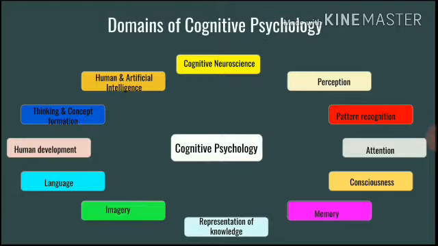Then we have imagery, and with imagery we're basically looking at our ability, again in reference to Tolman's cognitive map experiment, to create a mental image of information to help us store it more appropriately and then accordingly retrieve it. The next point here is language.